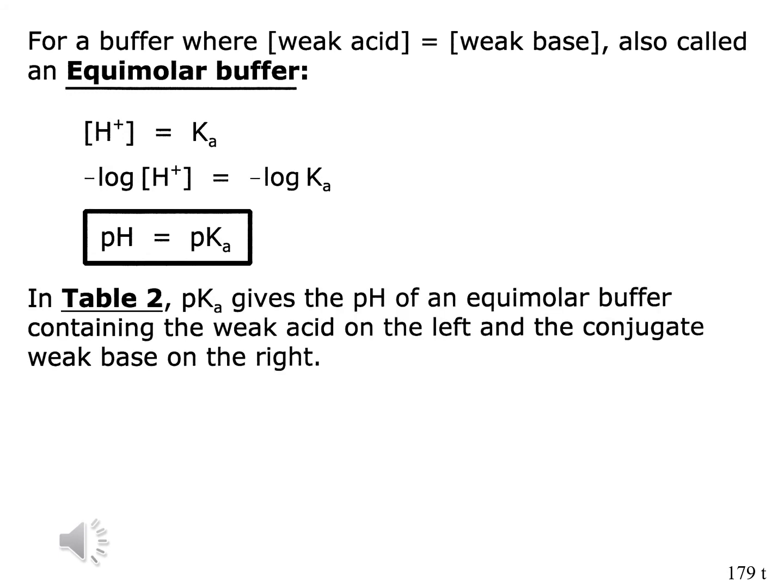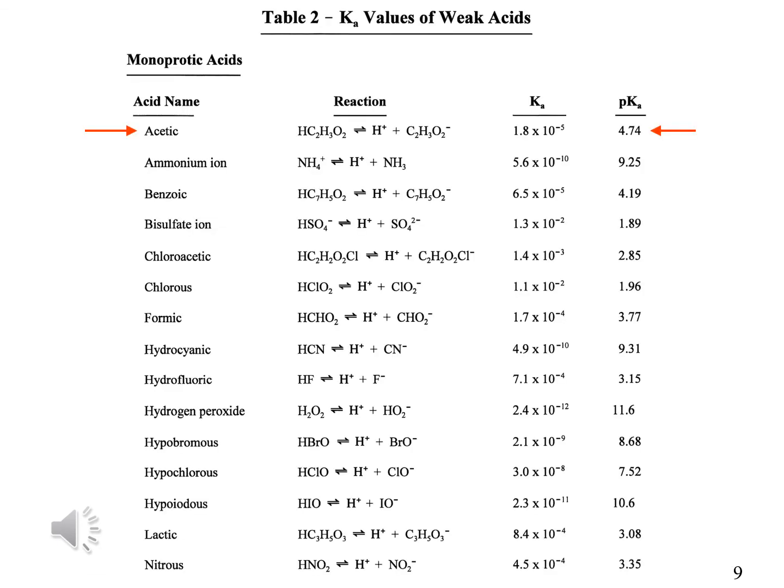In table 2 then, which is a list of buffers, it also tells you the pH of an equimolar buffer of the two things, the one on the left and the one on the right, because the pH equals the pKa. So if you look in the table, you can see that the pH of an equimolar buffer made of acetic acid and acetate, you read across to the pKa column and you find that it's 4.74.